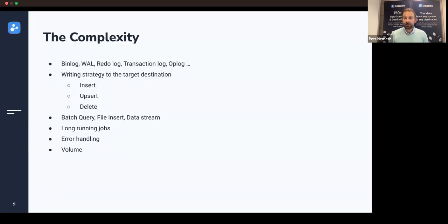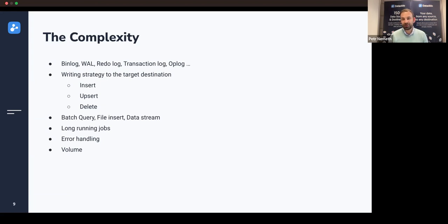So when you decide to move forward and you decide, okay, I want to do this in-house, the first thing that you will come across is the complexity of the technology, especially when you decide to do log-based CDC. So you have a binlog for MySQL, WAL log for Postgres, redo log for Oracle, transaction log for SQL Server, oplog for MongoDB, etc., etc. Each of them, although conceptually the same, is implemented a little bit differently.